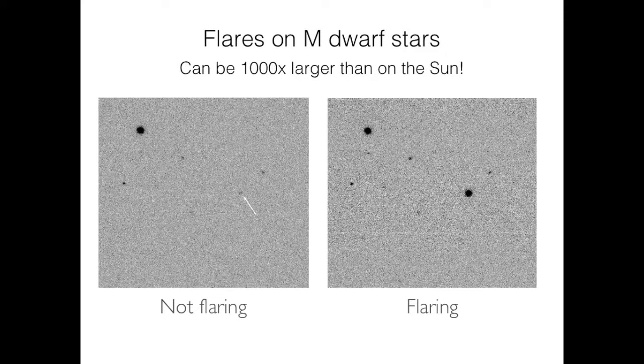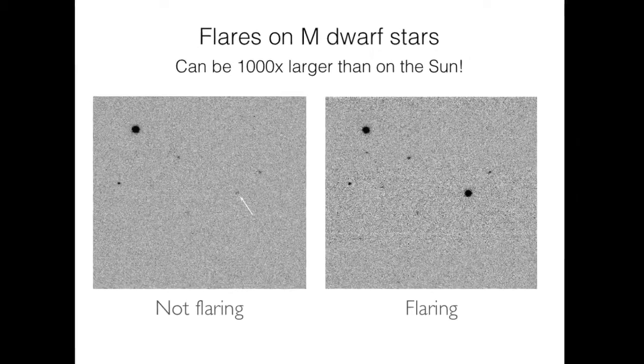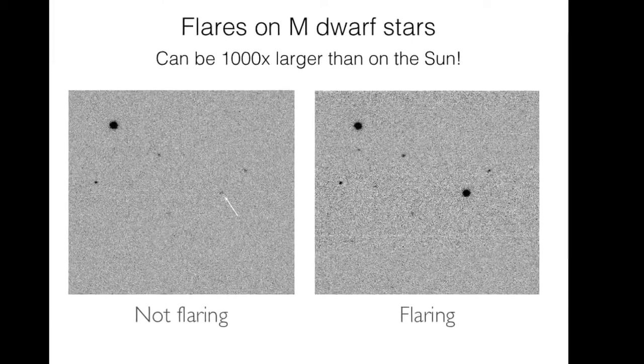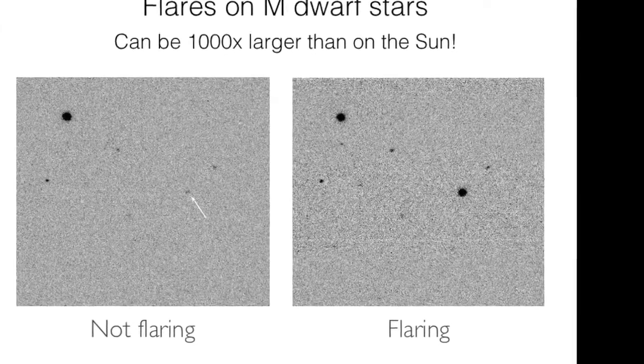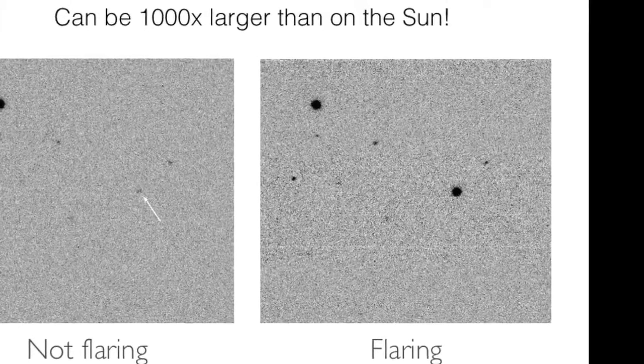The image on the left, there are no flares occurring, but on the image on the right, a star produced an incredible flare. It's the star that's indicated with an arrow in this image, and during this flare, the star increased in brightness by 100 times. The sun does not do that during flares. So this was a very dramatic flare in another star that we observed.